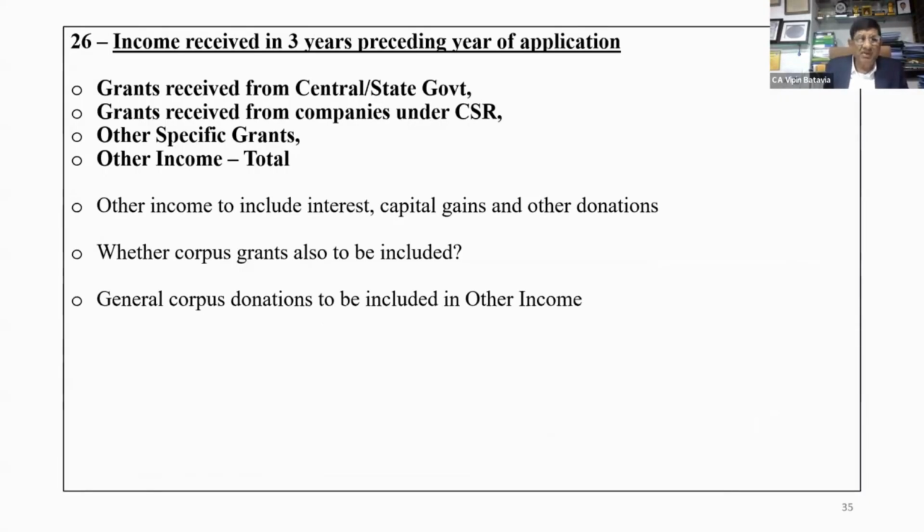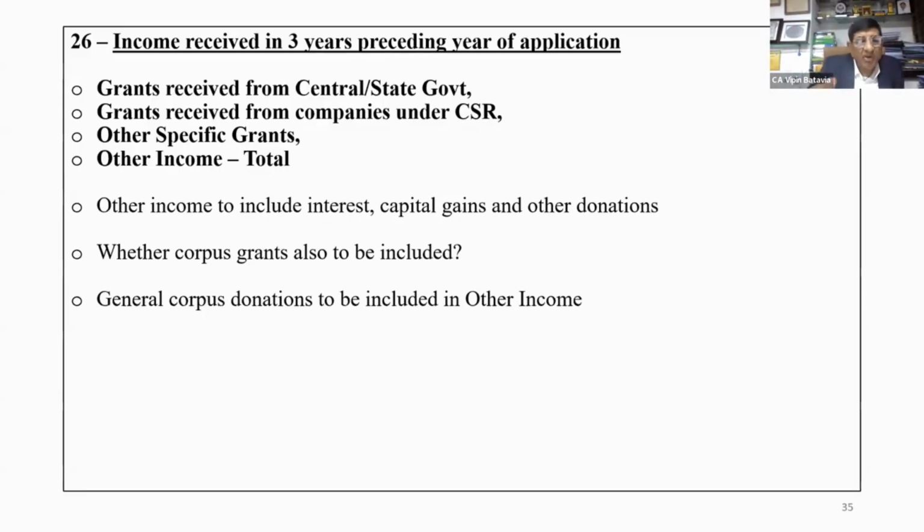Income received for the last 3 years has to go in. There is a chart: grant received from central and state government, the grant received from companies under CSR, other specific grants, and other income. The other income will include interest, capital gain, and other donations, all going in one figure in other income. So they mainly want grants from the government, CSR, specific grants, and all other.